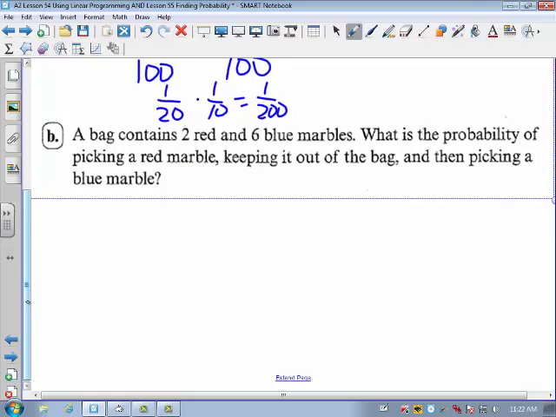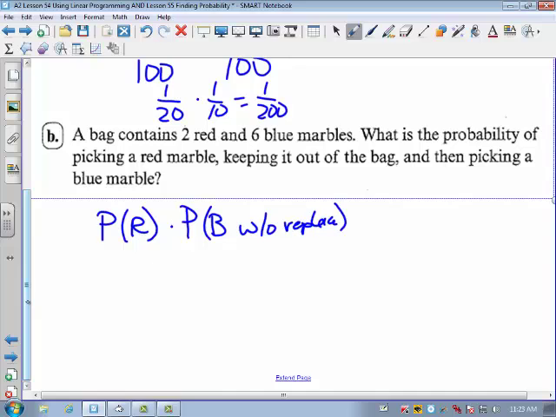Too easy, right? Alright, a bag contains 2 red and 6 blue marbles. What is the probability of picking a red marble, keeping it out of the bag, and then picking a blue marble? So, I want to know the probability of getting a red, right? Red times the probability of getting a blue without replacement.